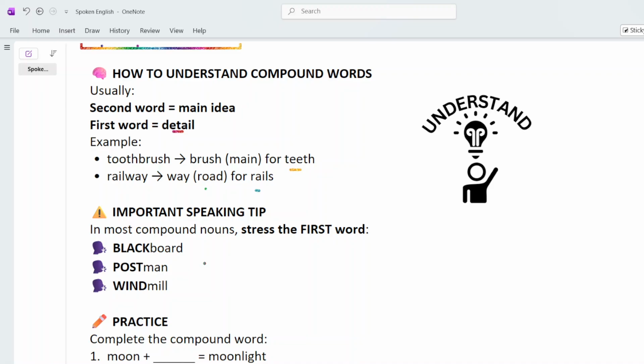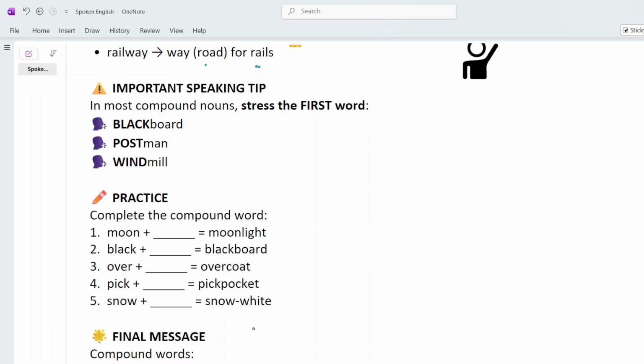All right. If I say postMAN, it's like I'm calling the postman from a very far away distance, right? No, it's POSTman. If I say windmill, again the same theory. So please go ahead and stress on the first word, WINDmill. Okay, great. Stress changes the meaning, and this is real spoken English for you guys.